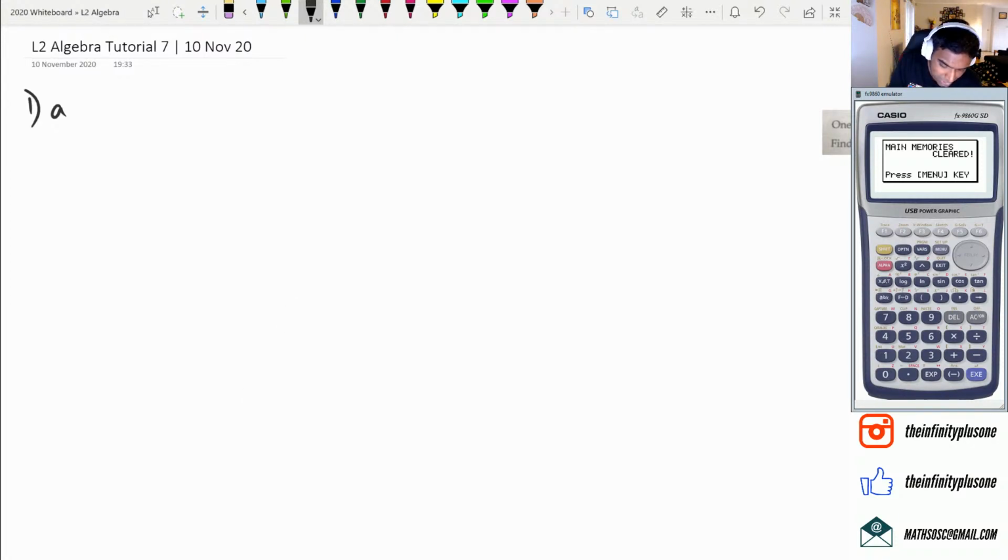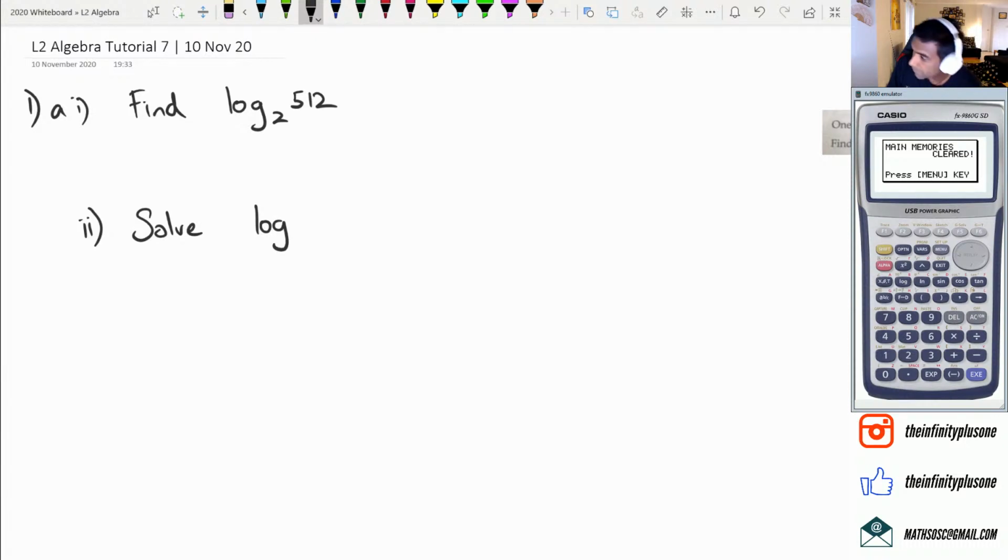All right. So question A, part 1. I'm just going to put the simplified versions of this so that you don't have to go too crazy. Log 2, 5, 12. And then part 2 is solve, log. So those 3 questions you guys can try and do on your own, and then once I do those 3 questions, we'll go through the answers and work it out.